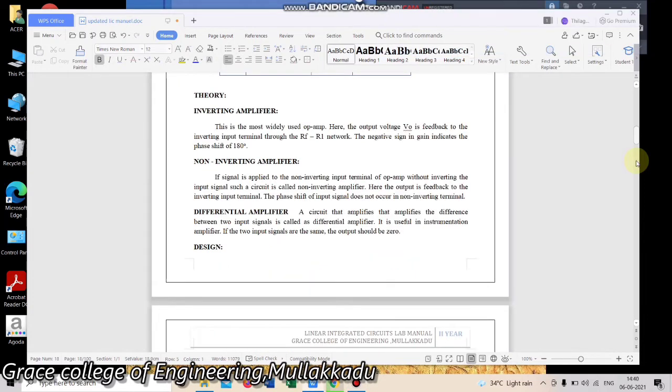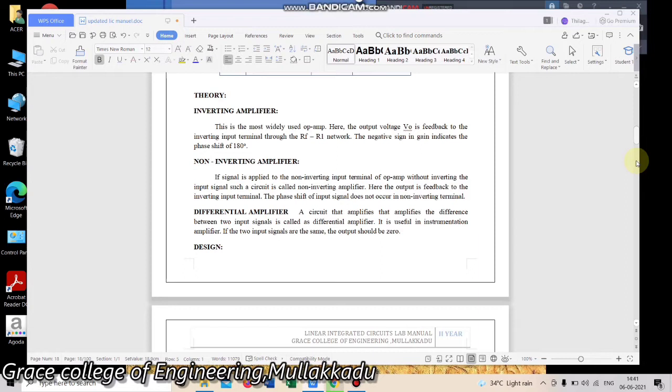What is an inverting amplifier? An inverting amplifier is an amplifier which is designed using the operational amplifier. Here we are going to give the input at the inverting terminal of the operational amplifier, that is the minus terminal, and we are given two resistances, input resistance R1 and feedback resistance RF. Here the output will have a 180-degree phase shift.